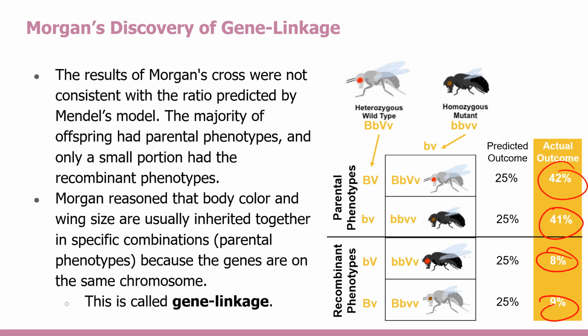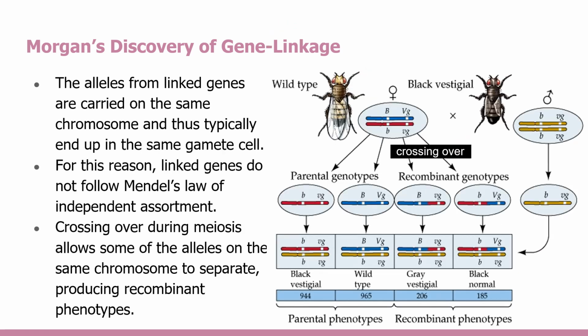So the scientists reasoned that the body color and wing size are usually inherited together in specific combinations because the genes are on the same chromosome. And this is called gene linkage. The alleles from linked genes are carried on the same chromosome, so they end up in the same gamete cell. For this reason, linked genes do not follow Mendel's law of independent assortment. Crossing over during meiosis allows some of the alleles on the same chromosome to separate, producing recombinant phenotypes, as seen here and here.